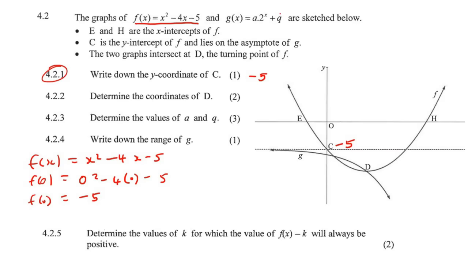This question says, determine the coordinates of D. Okay, where is D? Is D the turning point? Let's see. The two graphs intersect at D, which is the turning point. Always look out for that, just to get that confirmation.